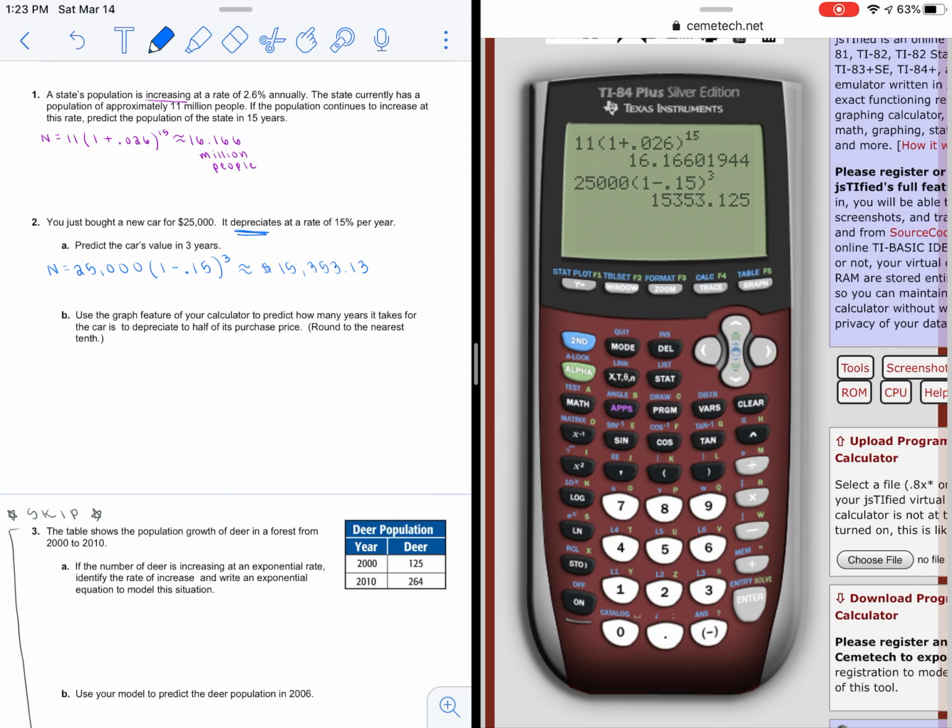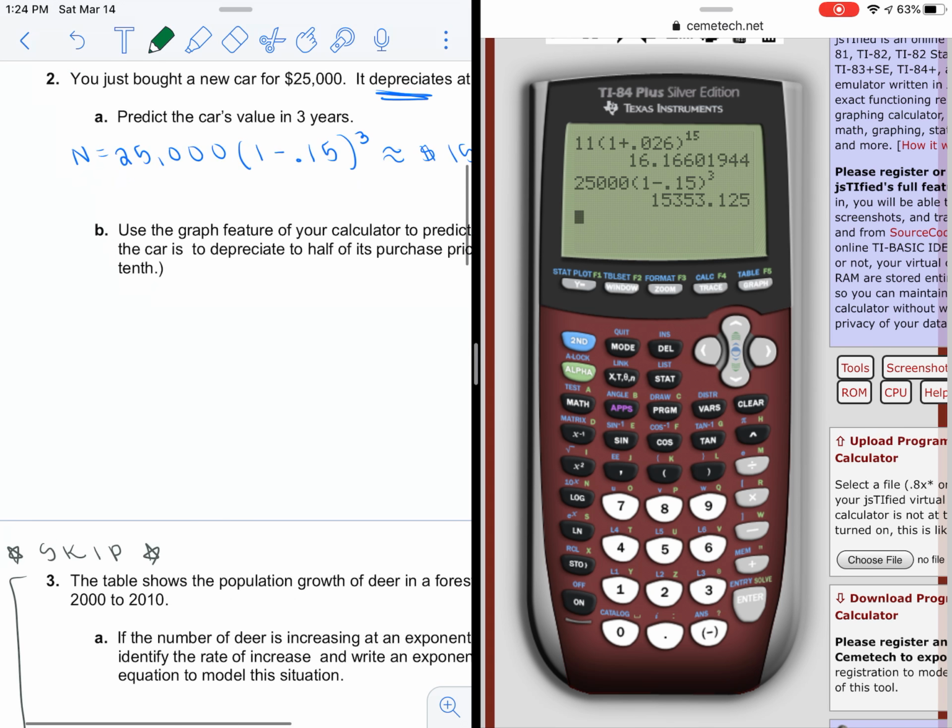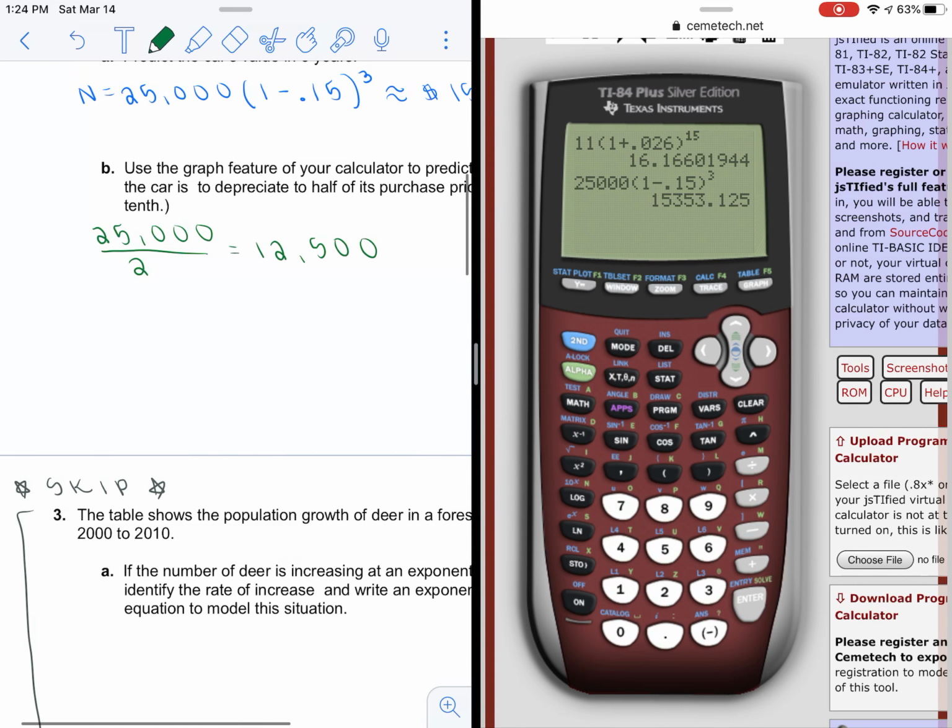Now, the final part of this page is dealing with using your graphing calculator to find a specific time for this car to depreciate to half its purchase price. We'll start off by finding what half of 25,000 is. You can use your calculator or your head to get 12,500. Now, we are going to fill that in to the left-hand side of the equation, and we want that to equal the right-hand side.